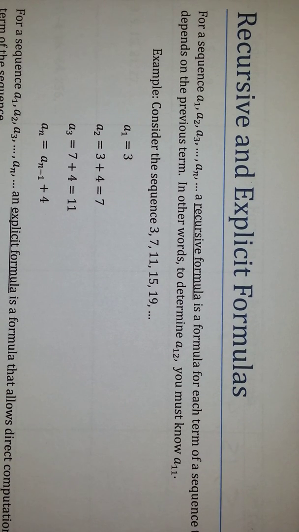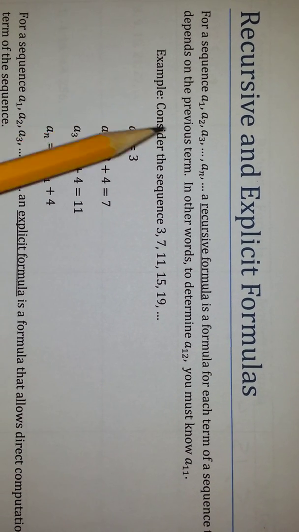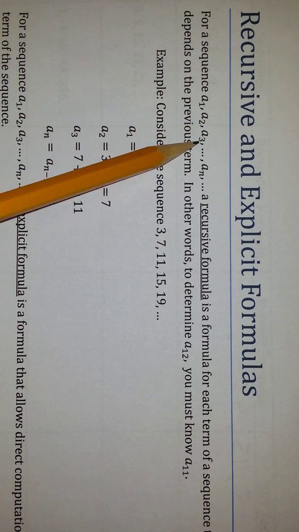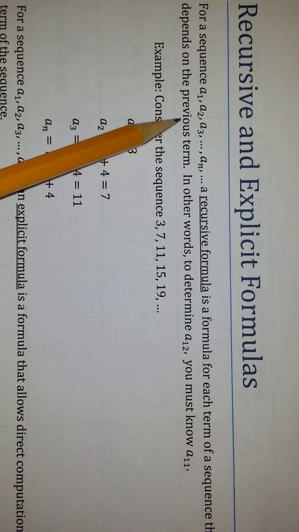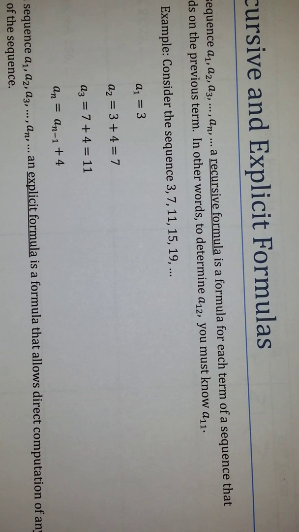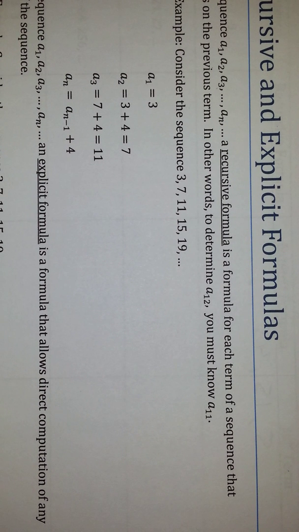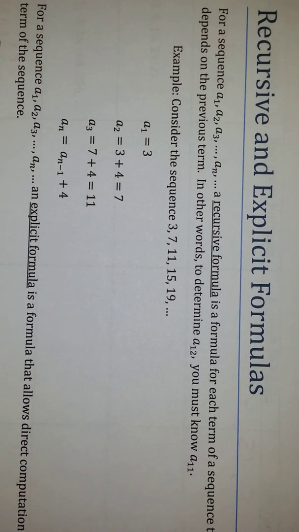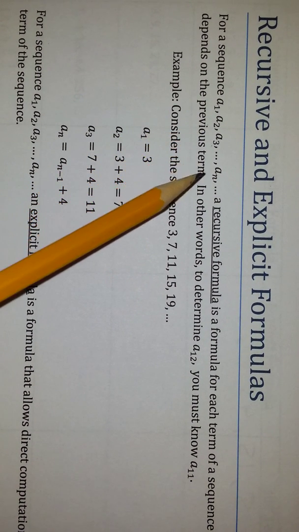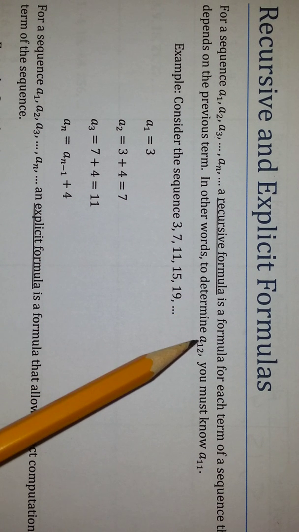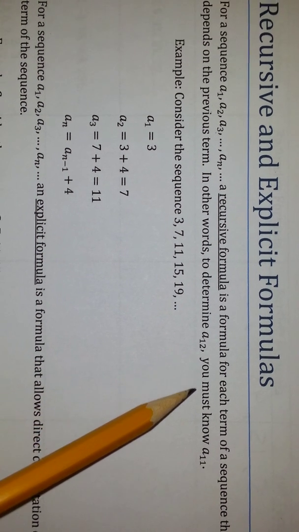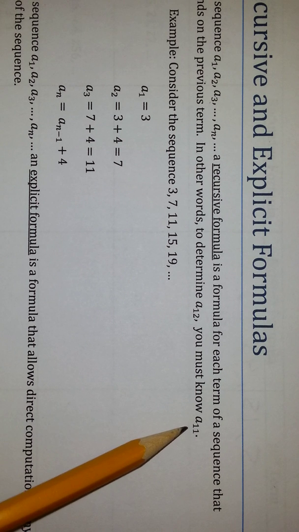This will be your worksheet for tomorrow. Remember, we have some sequence or series where we have A1, A2, A3, all the way up to AN. A recursive formula is a formula for each term of a sequence that depends on the previous term. In other words, to determine A sub 12, the 12th term, you must know A sub 11.